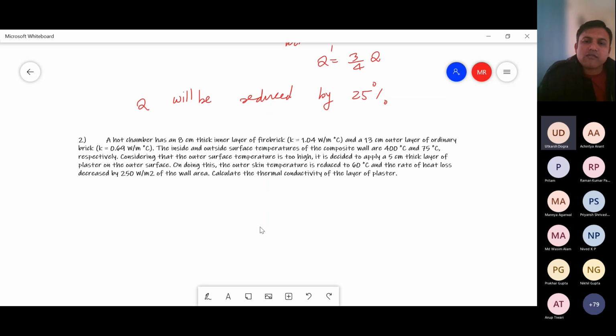Sir, I have a doubt in this question. It is given that the outer surface temperature is too high. How can the outer surface temperature be too high? Because it is a hot chamber, the inside surface temperature should be too high, right? Okay, the outer surface temperature initially was given as 75 Celsius. That is also very high. Okay, is it clear now? Yes, got it. I was thinking that it was 400.